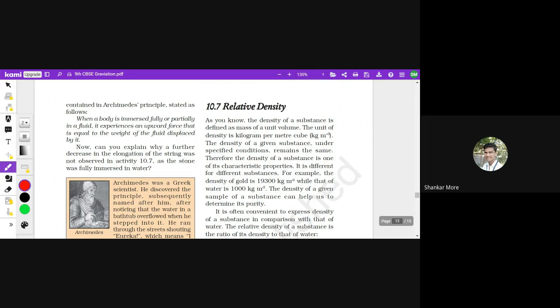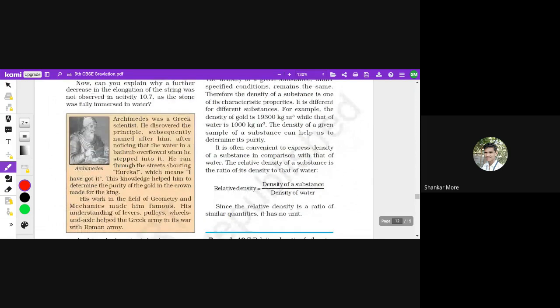For example, the density of gold is 19,300 kilograms per meter cube, while that of water is 1000 kg per meter cube. The density of a given sample of a substance can help us to determine its purity. It is often convenient to express the density of a substance in comparison with that of water, so the relative density of a substance is the ratio of its density to that of water.